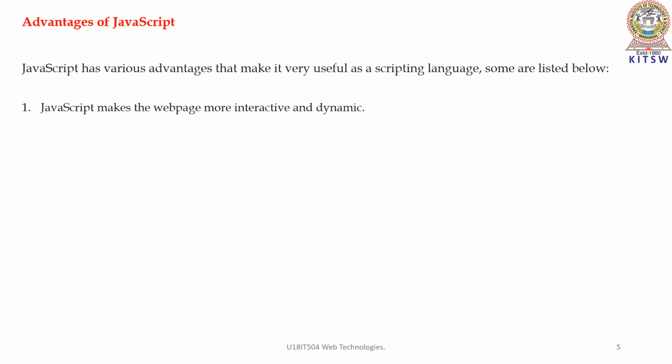And dynamic means, as we have discussed from the first class itself, JavaScript is used to create dynamic web pages. A dynamic web page means every time we visit that page, the content of the page changes. Such types of web pages we develop by using JavaScript.